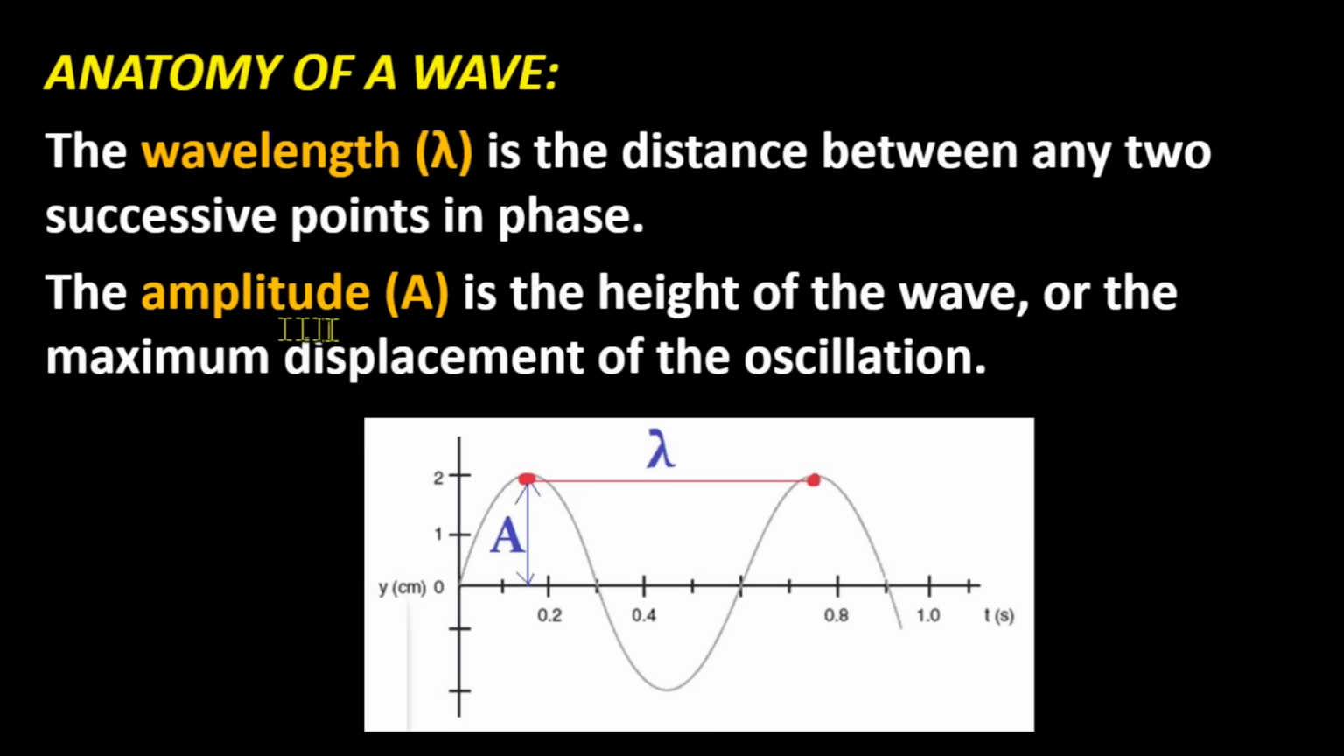The amplitude is the height of the wave or the maximum displacement of the oscillation. In this case here, this will be the distance between the resting point 0 and the maximum displacement, which should be the top of the crest or the very bottom of a trough of a wave. The distance between those 2 points is called the amplitude.